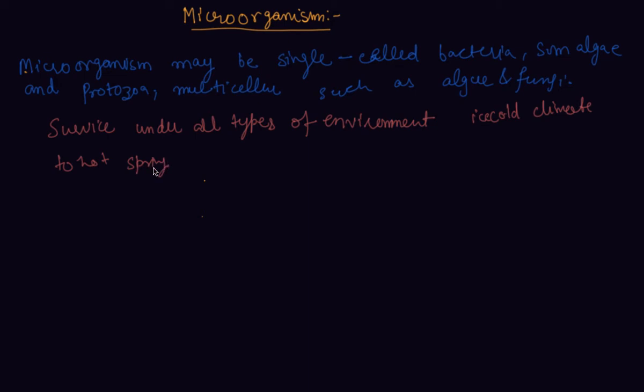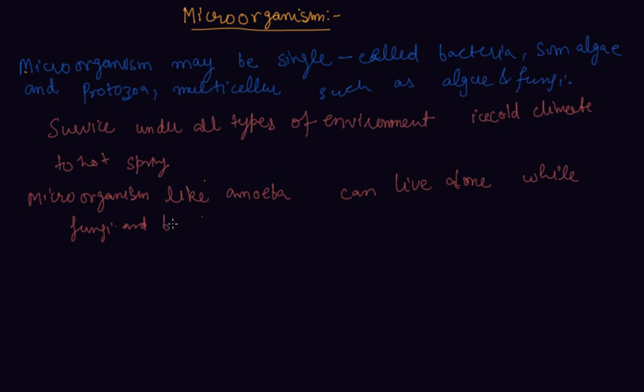Okay. Some microorganisms grow on other microorganisms while others exist freely. So microorganisms like amoeba can live alone, while fungi and bacteria live in colonies. Okay, students.